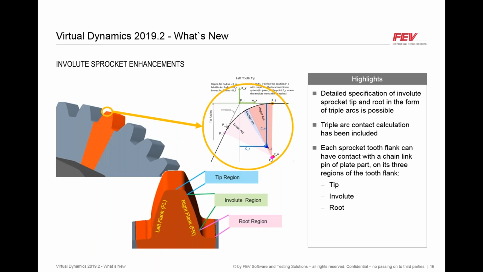If we move to involute sprocket enhancements, now it is possible to specify the involute sprocket tip and root in the form of triple arcs, and the triple arc contact calculation has been included. So each sprocket tooth flank can have contact with the chain link on its 3 regions that we differentiate between tip, involute, and the root region.